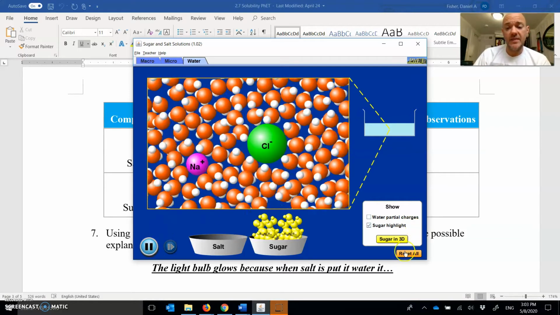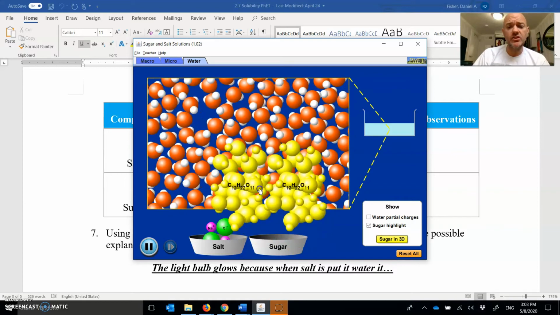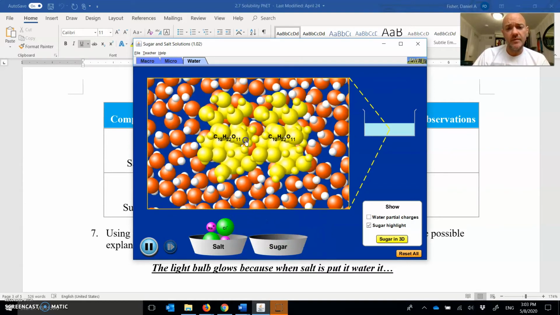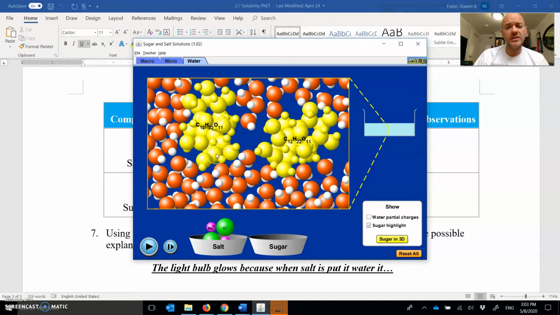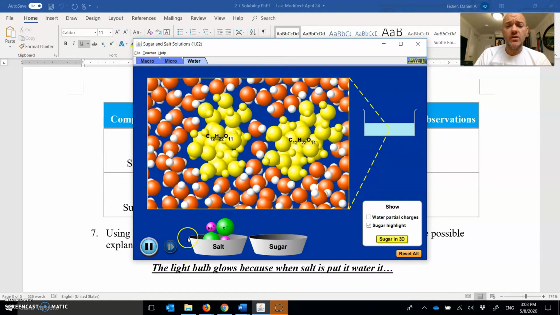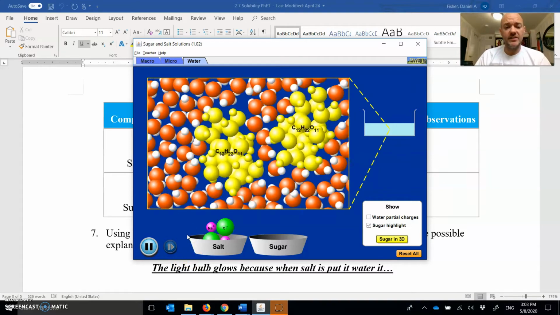So we've got that. I'm going to go ahead and reset this, and then I'm going to put the sugar in. And we're going to pause and we're going to look at this. Think about what's different with the sugar than happens with the salt. Okay? So we see two very different things happen with the sugar and the salt.